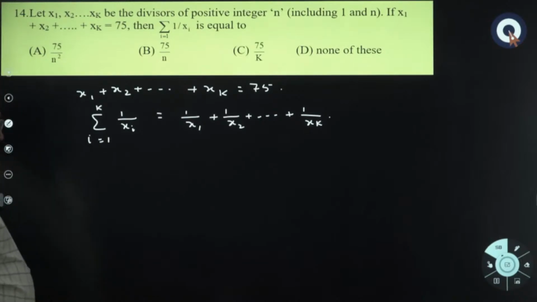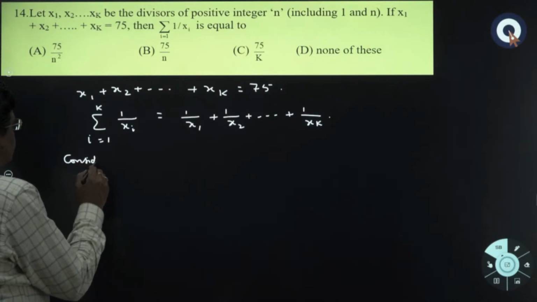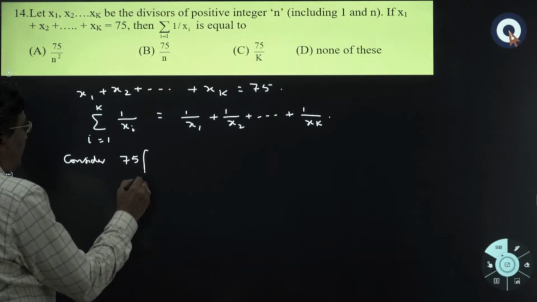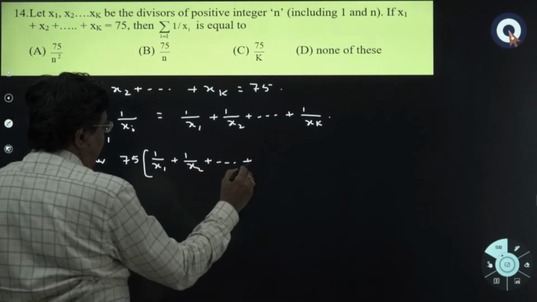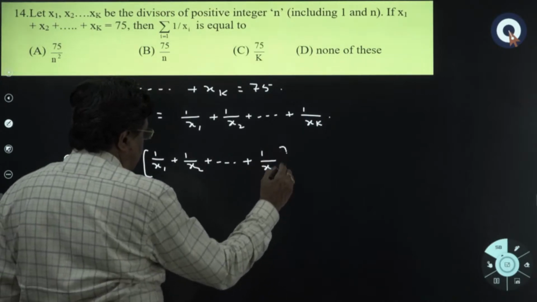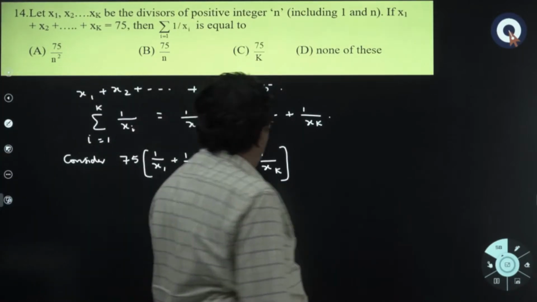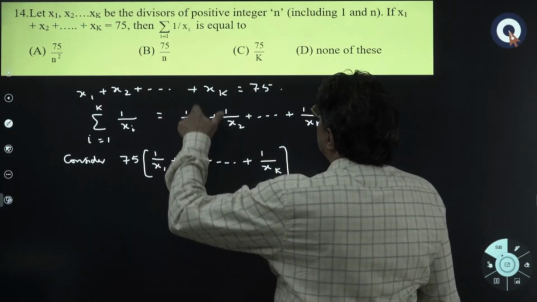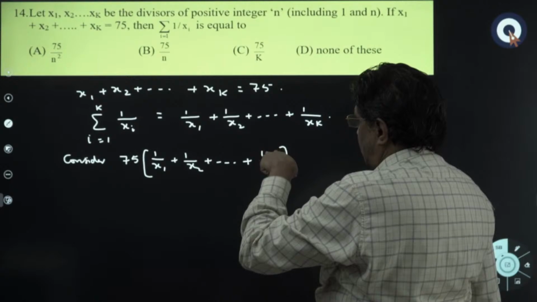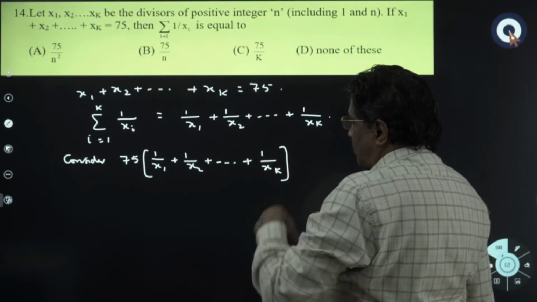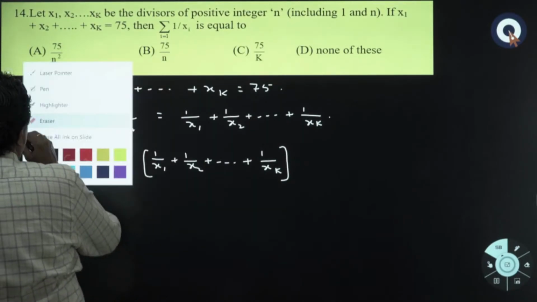Now, to get this, it's a very nice question, consider 75 into (1 by x1 plus 1 by x2 plus so on plus 1 by xk). Now you see, because x1, x2, and so on up to xk are the divisors of n. So what I will do, you just consider n into... sorry, they are divisors of n and not 75.